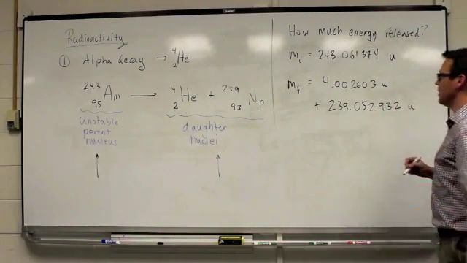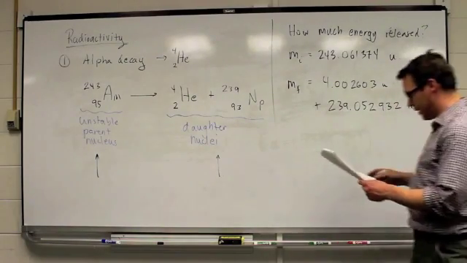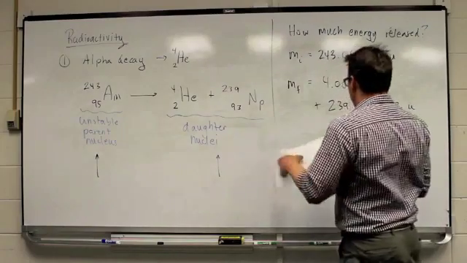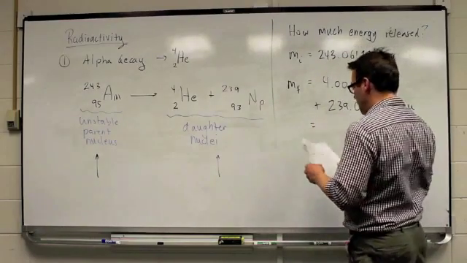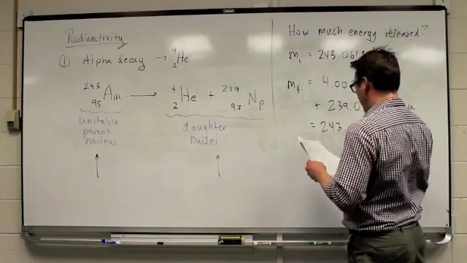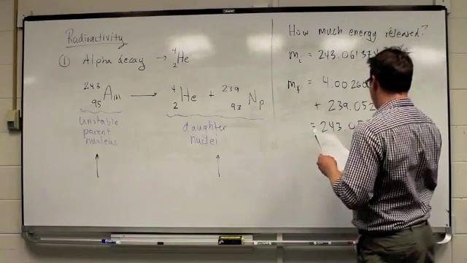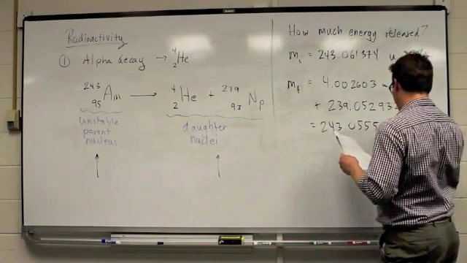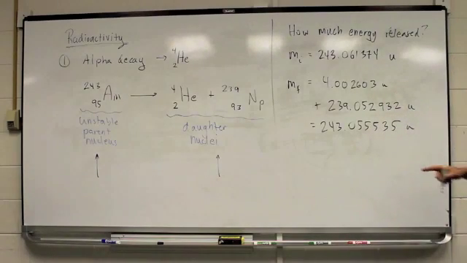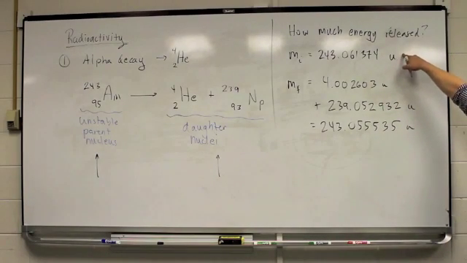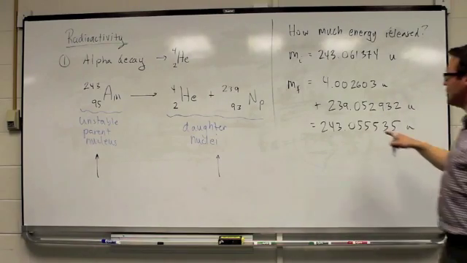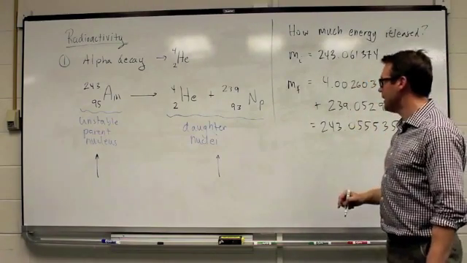And the atomic mass of neptunium is 239.052932 atomic mass units, right? So I'm keeping a lot of significant digits here. If you add these two numbers up, you get 243.055535, which, if you notice, is actually a little bit smaller than the initial mass, right? So the final mass is a little bit smaller than the initial mass.